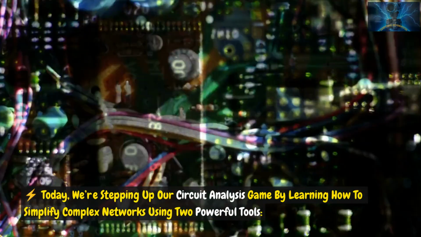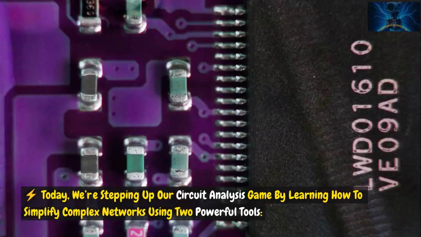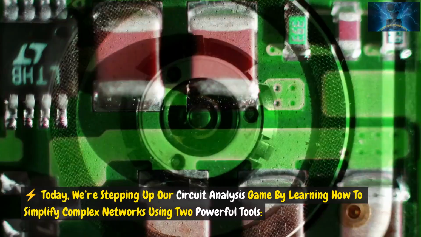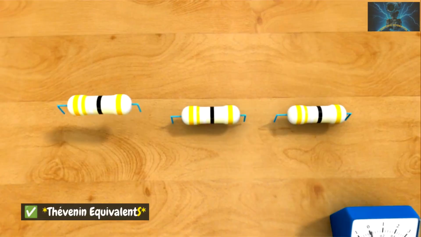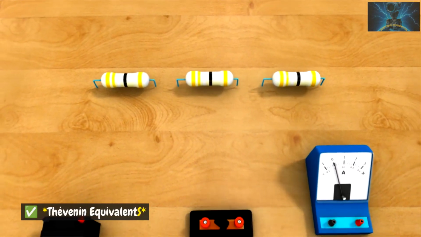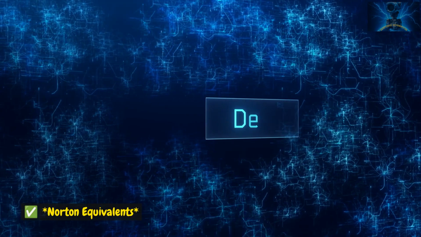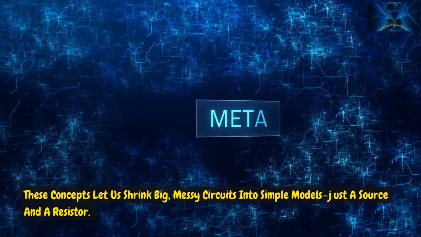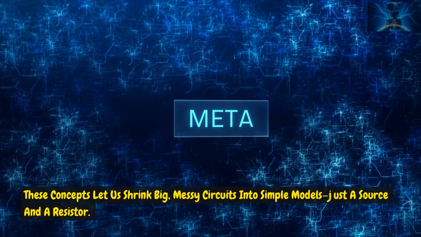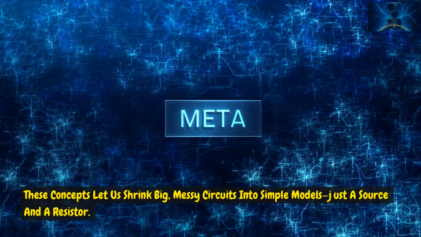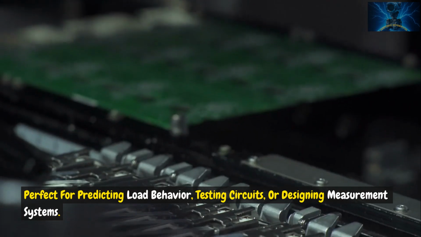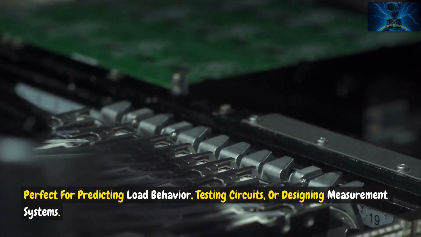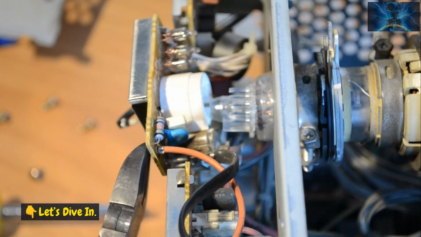Today, we're stepping up our circuit analysis game by learning how to simplify complex networks using two powerful tools: Thévenin equivalents and Norton equivalents. These concepts let us shrink big, messy circuits into simple models, just a source and a resistor. Perfect for predicting load behavior, testing circuits, or designing measurement systems. Let's dive in.